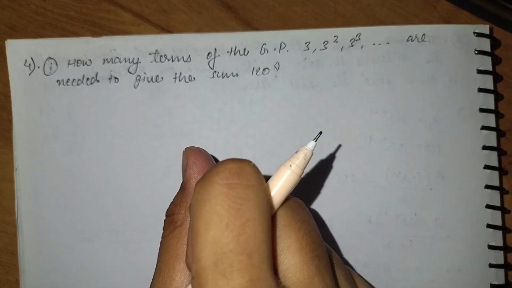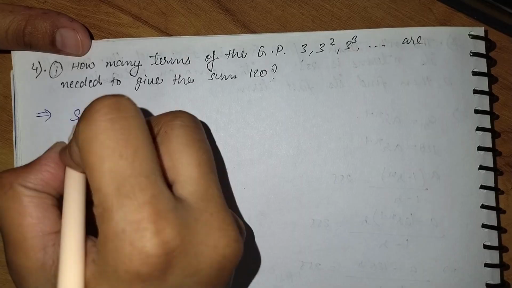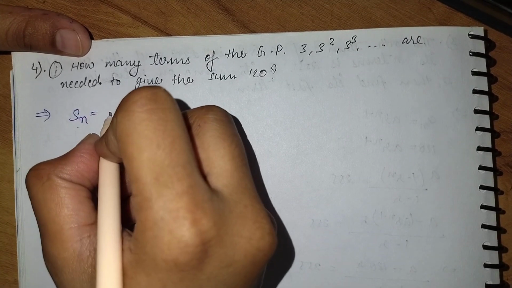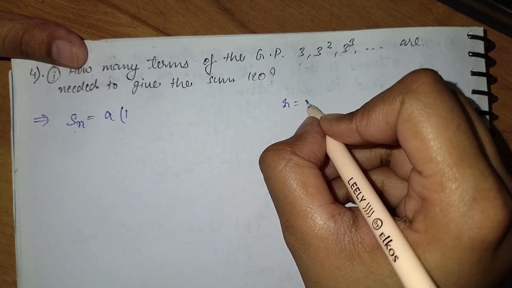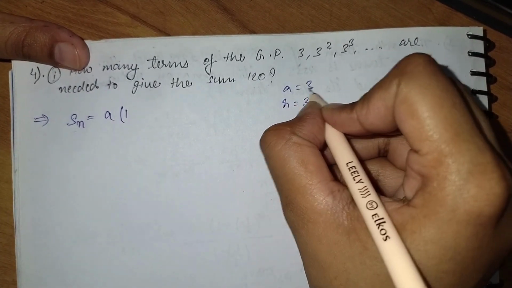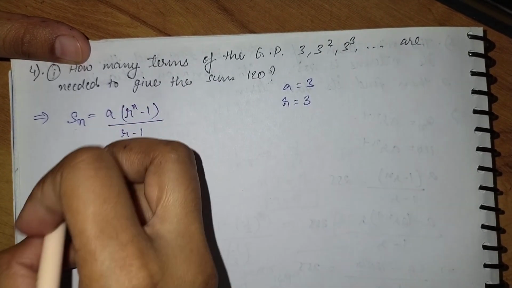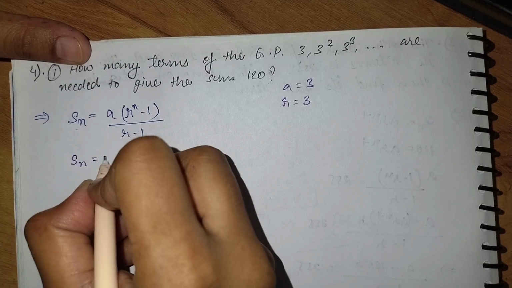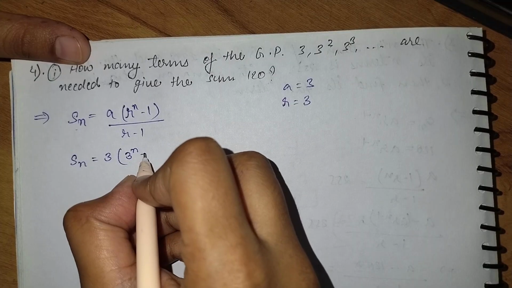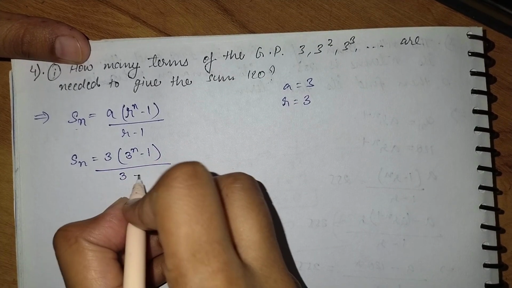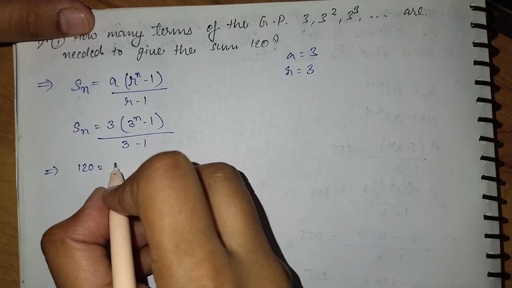How many terms of the GP are needed to give the sum 120? It is asked here. So simply the sum of terms we have to find. How many terms means Sn we have to find, where the first term is 3 and the common ratio is 3. So simply Sn = a(r^n - 1)/(r - 1). Putting the value, 3(3^n - 1)/(3 - 1). The number of terms we have to find, and Sn is also given as 120. How many terms now are needed?